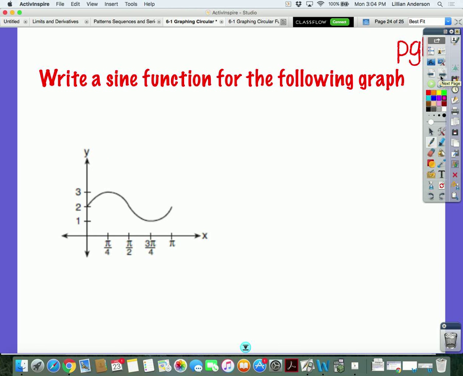Let's write a sine graph next, okay? We're going to write a sine graph. Just like before, I want to find that midline. Where's the midline going to be? At 2. So this graph basically got moved up 2 units. So the midline's at 2, that means which variable is going to be 2? The D.